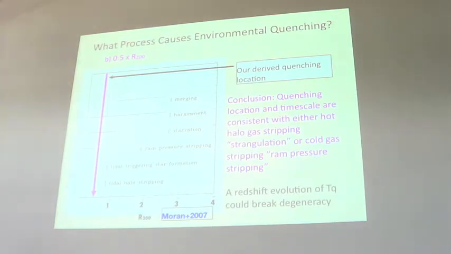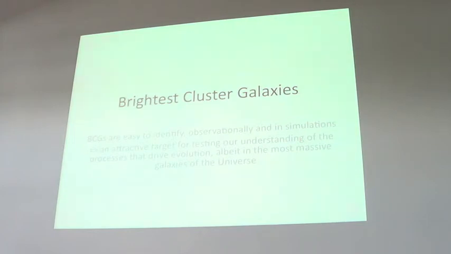It's pretty good. More data will do better. And also a redshift evolution of the quenching time could perhaps break the degeneracy. So this is just a start, but I think it's pretty promising. And obviously, a lot more to be done.